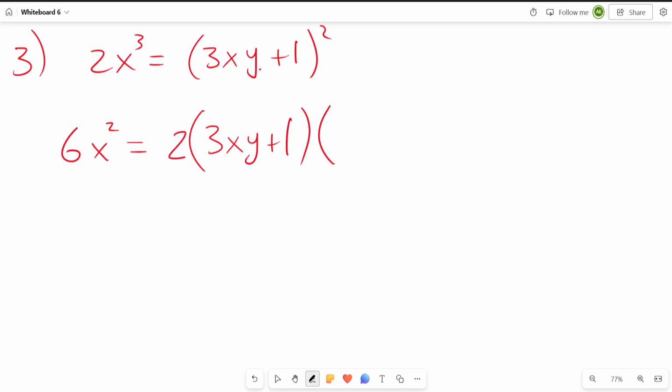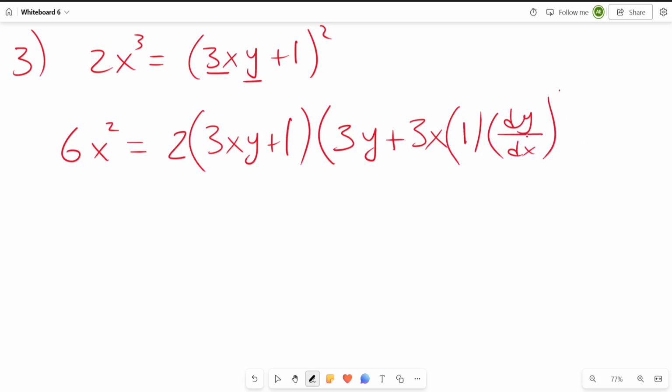Differentiation of 3xy. This is again a product rule example. So it's going to be differentiation of the first, this is f, this is g, differentiation of the first, which is 3, multiply g, and then adding to that the first normal, so 3x, multiplying the differentiation of the second, which is differentiation of y is 1, multiplying dy by dx. Okay, and then differentiation of 1 is basically 0, so that is it.